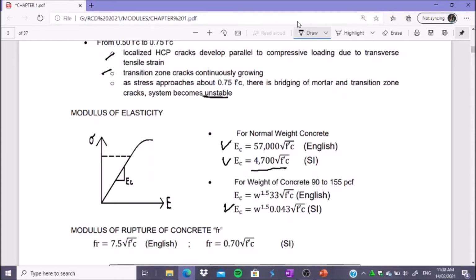So kasi dito actually, ang code na gagamitin natin is ACI, that is the American Concrete Institute. Now, dito sa Philippines, we are using a National Structural Code of the Philippines.